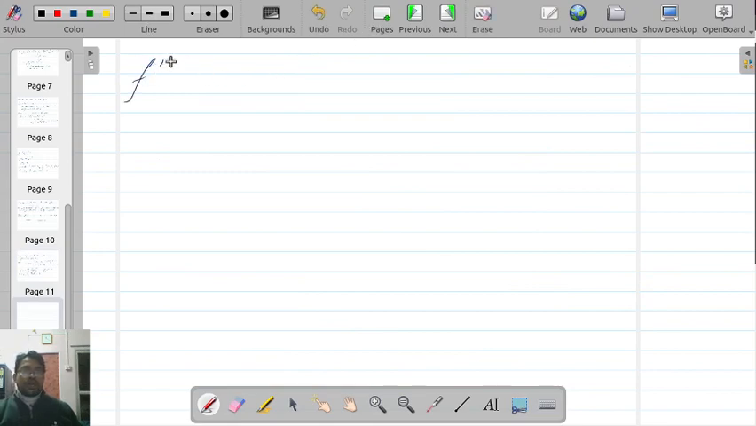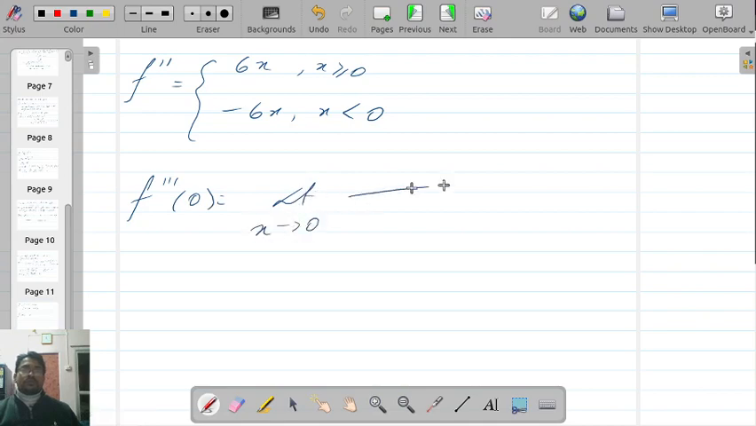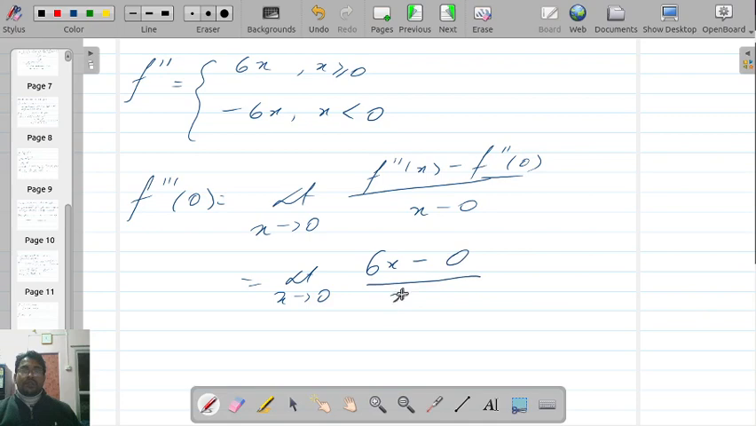So f dash we have found out, f double dash will be, for the other values, 6x when x is greater than or equal to 0 and minus 6x if x is less than 0. Okay, so if you observe this function carefully, you will see that it's not 3 times differentiable at x equal to 0. F triple dash 0, if we say something like this, then the limit as x tends to 0 of (f double dash x minus f double dash 0) divided by (x minus 0). So this is the limit as x tends to 0 of (6x minus 0) divided by (x minus 0).